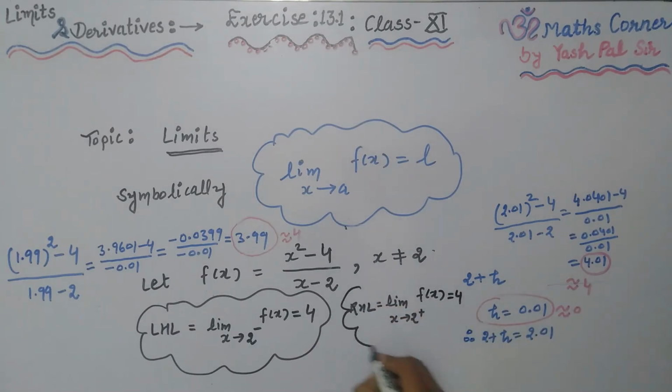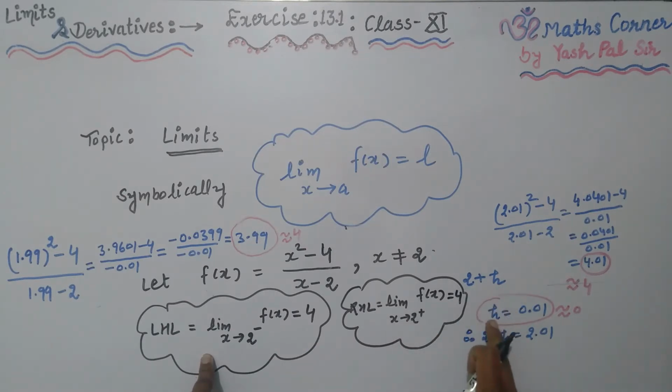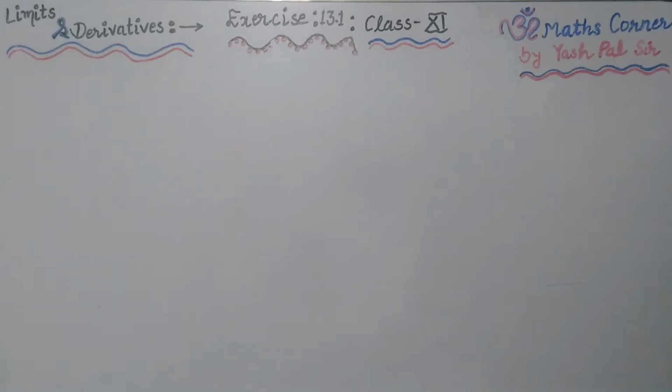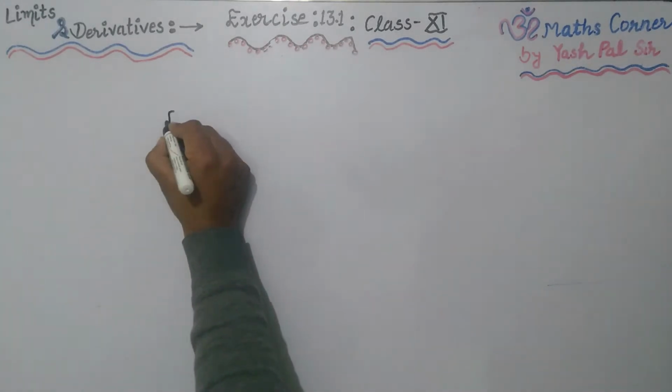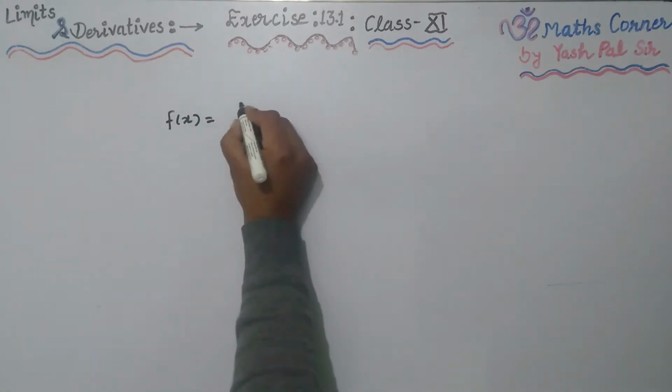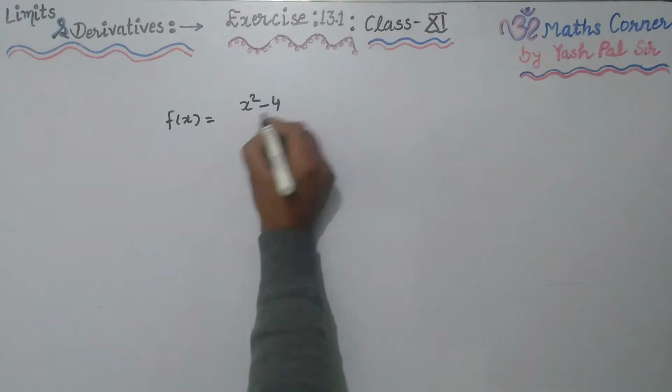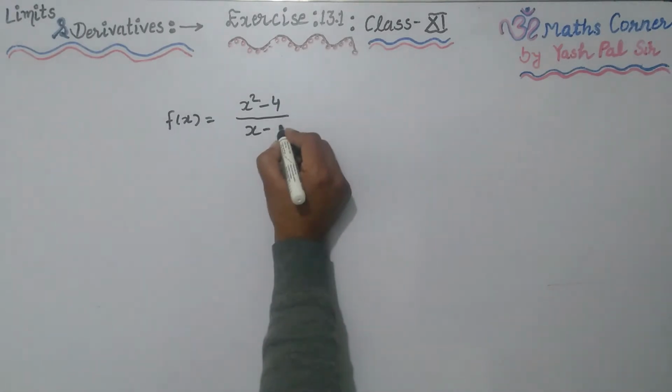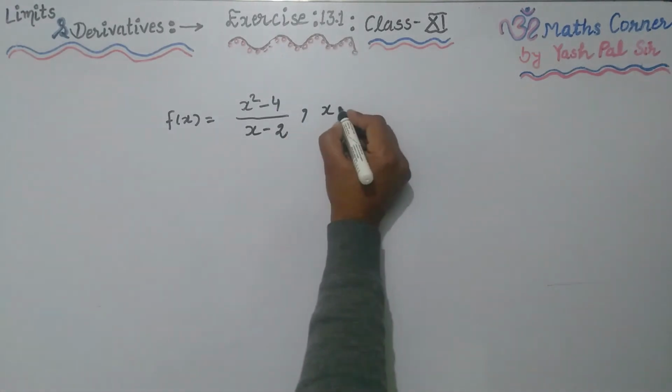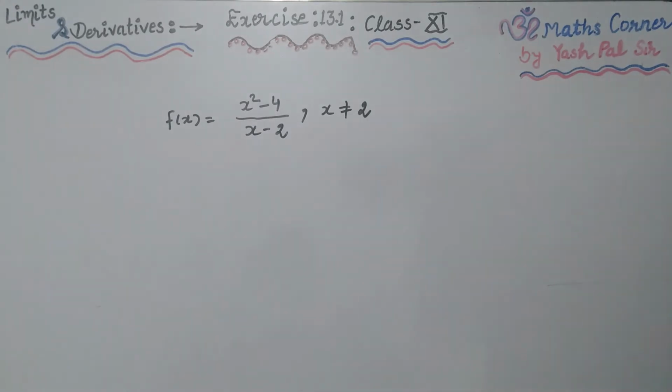So this is the way we can introduce the meaning of limit, right? One more final result we shall apply. When we take, in place of h equal to 0.01, h equal to 0.001, let us see what happens. Again here we take f of x equal to x squared minus 4 divided by x minus 2, where x is not equal to 2, right?